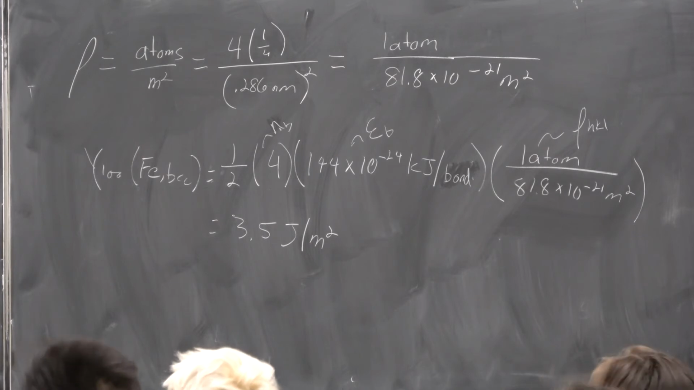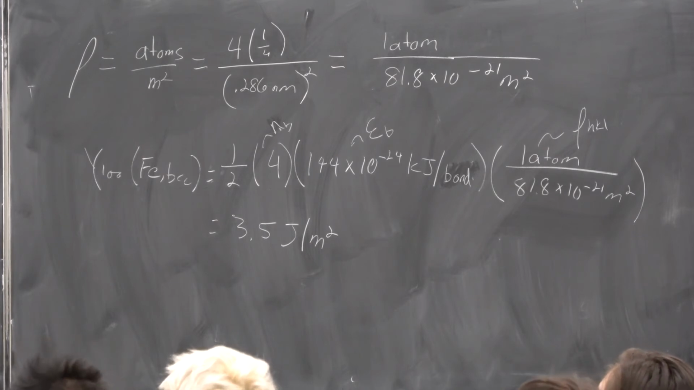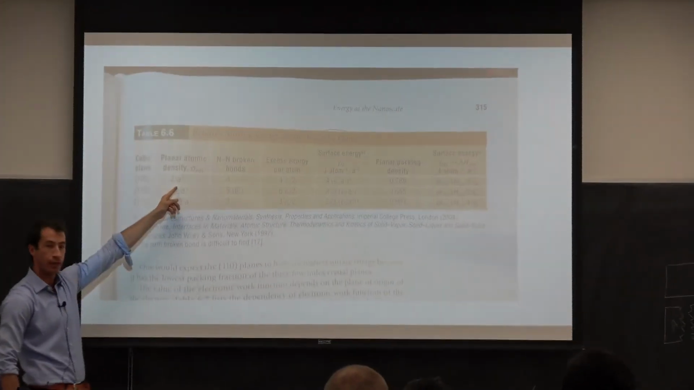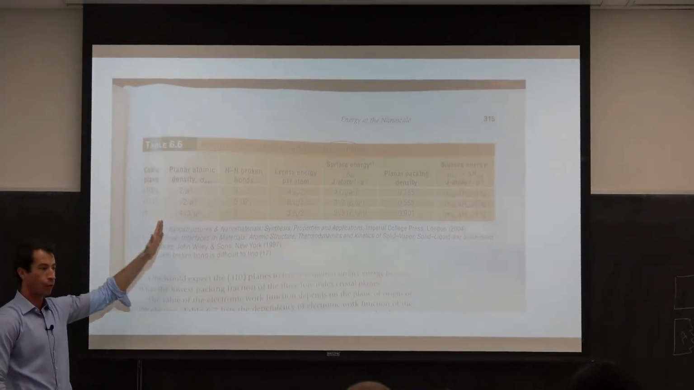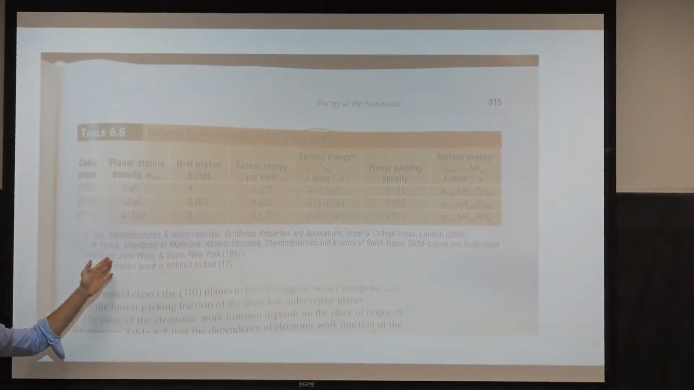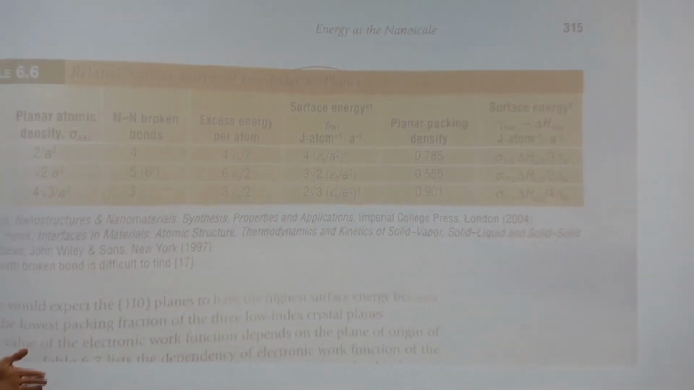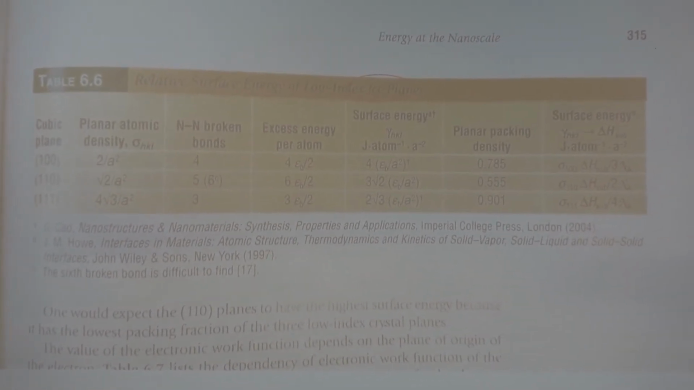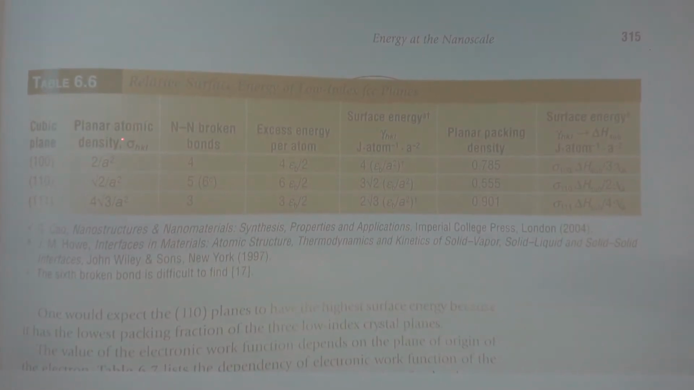So again, the planar atomic system here, now this is different. This is 2 per a squared, whereas we just said 1 per a squared. But what's different about this table? It's about FCC, right? And so that's why this is a different system. Our planar atomic densities are different, and the number of broken bonds can be different.